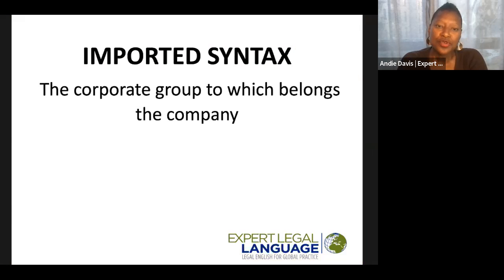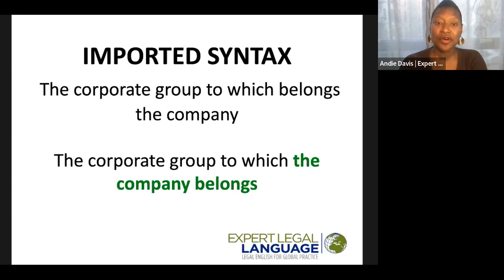The corporate group to which belongs the company. Now this sentence, I think, was taken from one of our students from a Portuguese-speaking country. We wouldn't use this syntax. What we're more likely to say is: the corporate group to which the company belongs.